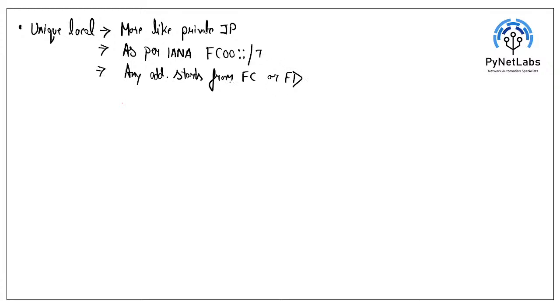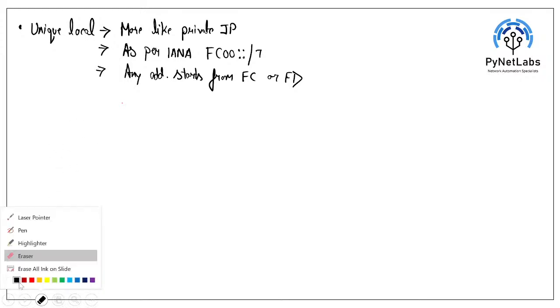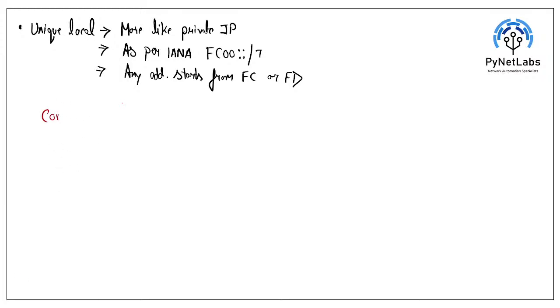Now why do I say FC or FD? When you do the conversion of FC00, let's write the conversion so that you can understand. When I convert F and C, F is equal to 15 and C is equal to 12. So we got the conversion here, 15 and 12.